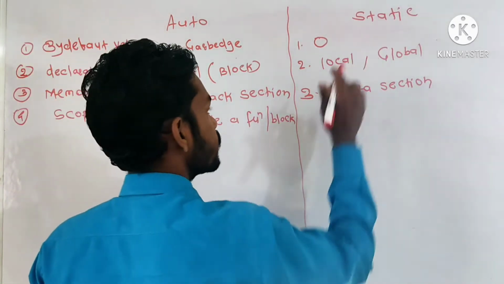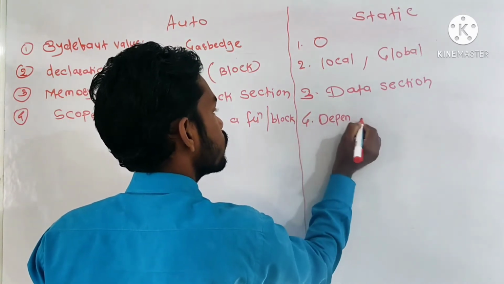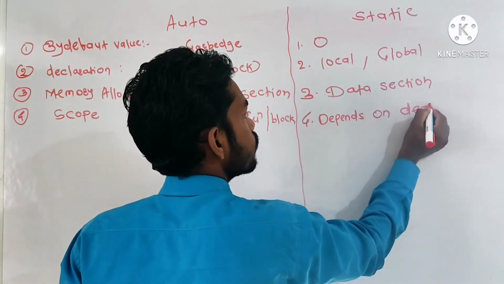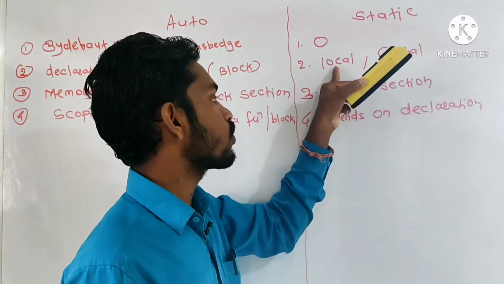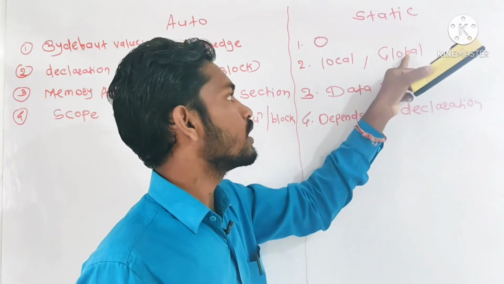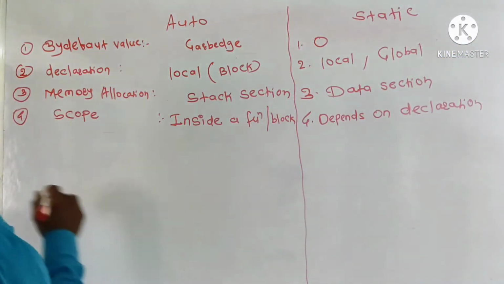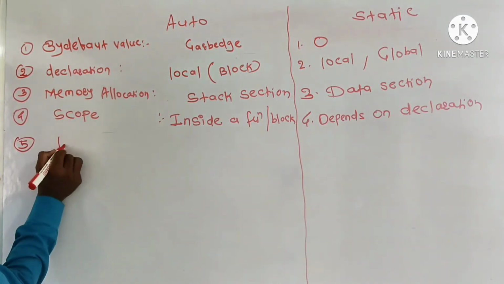But the scope of static variable depends on declaration. If we declare a static variable locally, then the scope is within a function. If we declare a static variable globally, the scope is inside the whole program. Okay. Fifth point, lifetime.